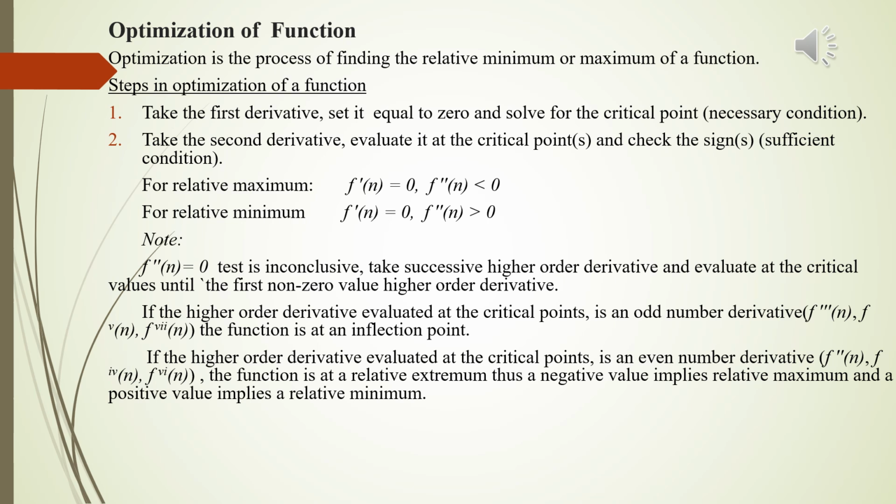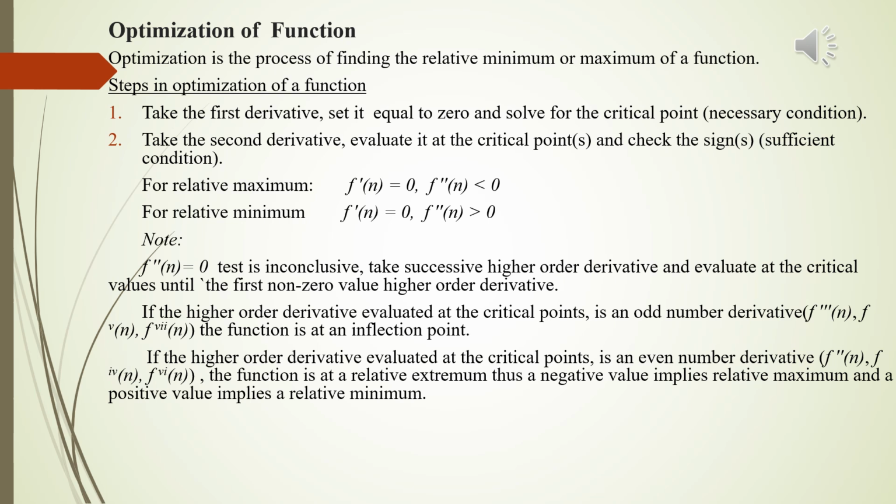Steps in optimization of a function. Step 1. Take the first derivative, set it equal to 0, and solve for the critical point, which is the necessary condition. Step 2. Take the second derivative, evaluate it at the critical point, and check the signs, which is the sufficient condition.